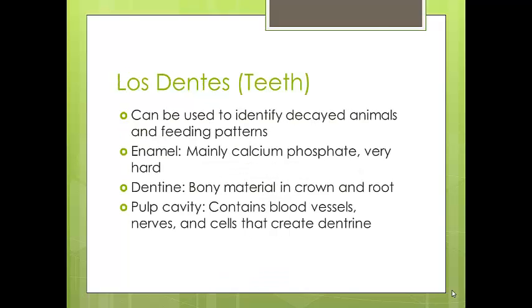Los dientes, the teeth. They can be used by paleontologists to identify decaying animals and their feeding patterns. Enamel, mainly calcium phosphate, is very hard and coats the outside of teeth. Dentine is the bony material in the crown and the root. And the pulp cavity contains all the nerves, the blood vessels, and the cells that create dentine.